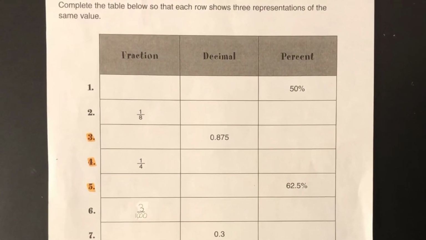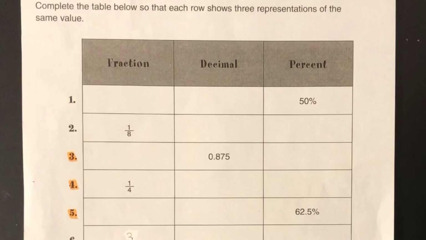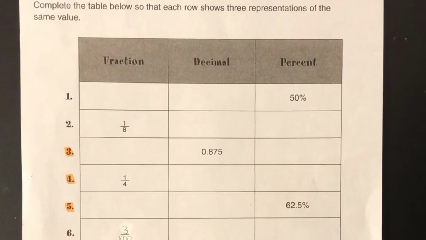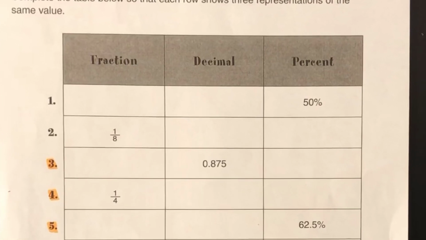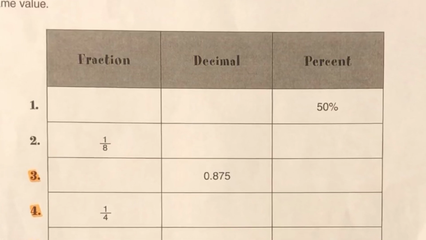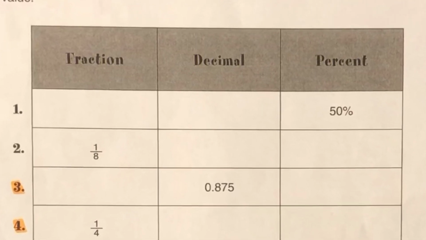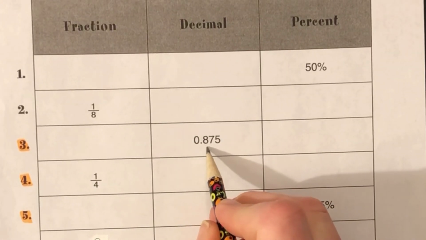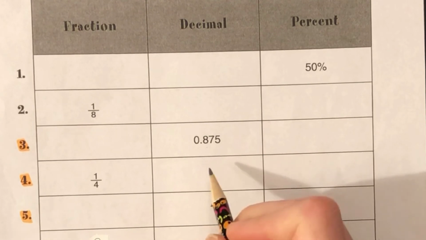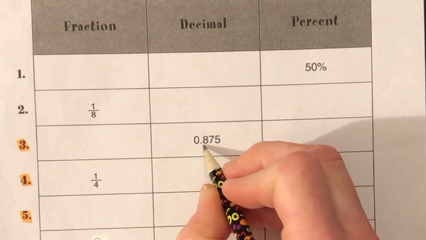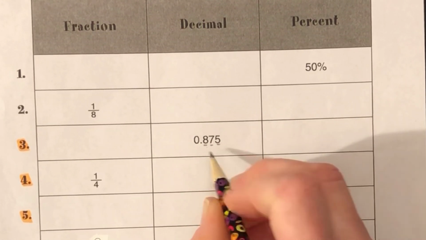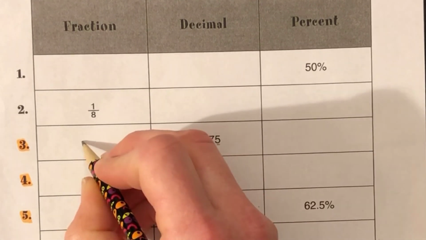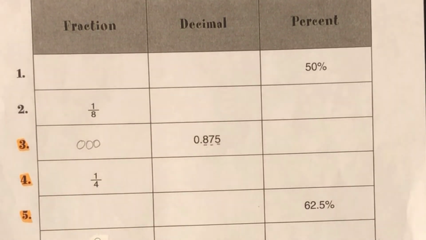Percent means per 100. Think about that as you work with these. Per 100. We're converting among fractions, decimals, and percents. Let's start with number 3 with 875 thousandths in decimal form. Well, from decimal to fraction, this is what we just did. I see that I've got 1, 2, 3 digits to the right of the decimal, so I'm going to have 1, 2, 3 zeros.